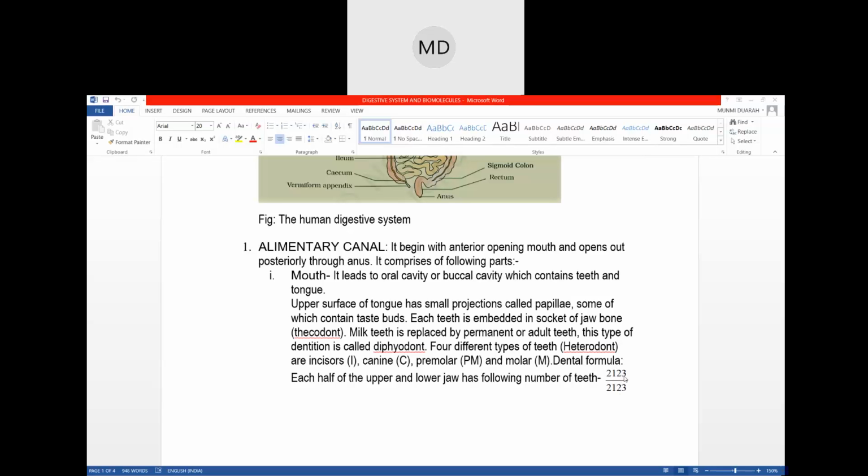So this is 16 on top and 16 down, right? 16 on the upper jaw and 16 on the lower jaw. This part is considered the upper jaw, and this is the lower jaw, like 2123 divided by 2123, right? This 2123 is a measurement of the upper jaw. I'll just explain it to you.